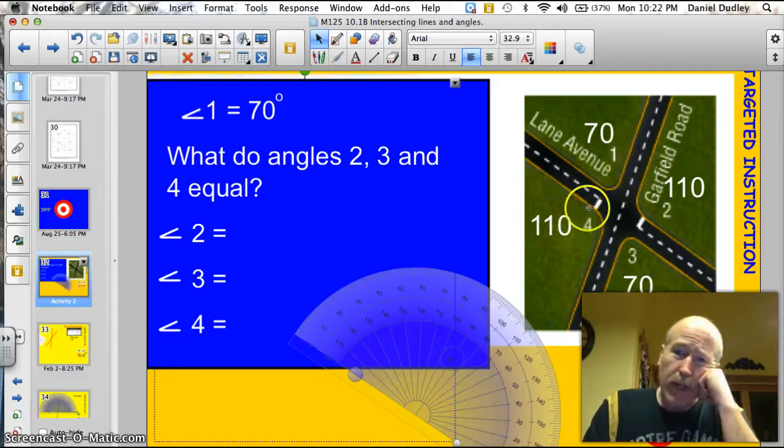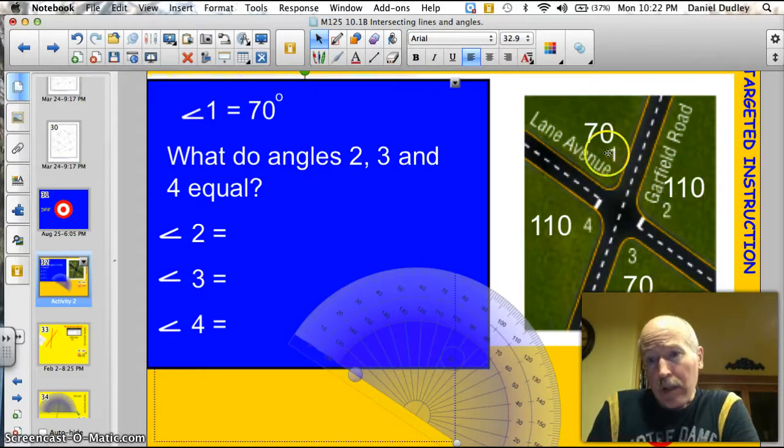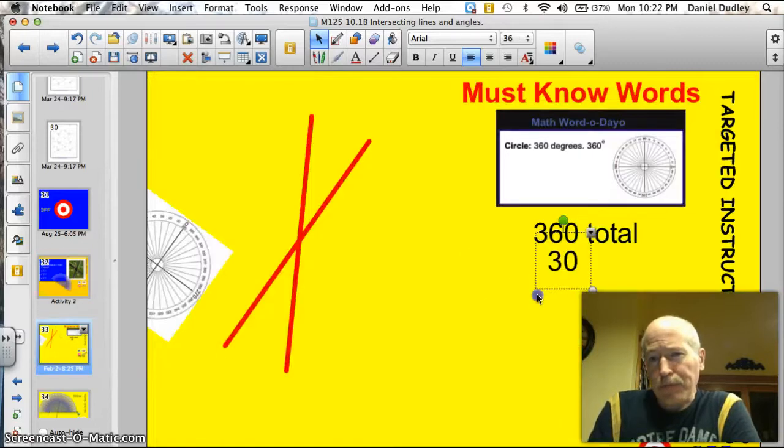Now look at it this way. You still have 180 degrees going here because this is like two different angles here. They will add up to be 180 degrees. Opposite angles are equal, therefore 70, 70, 110, 110. If you can figure that out, you are going to nail this quiz. Let me break it down a little bit more carefully for you.